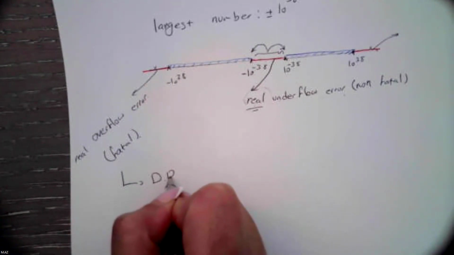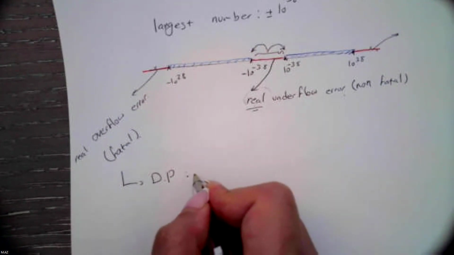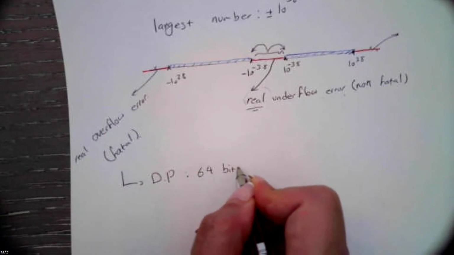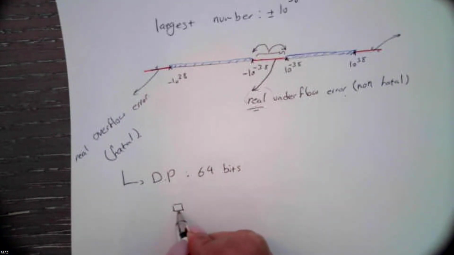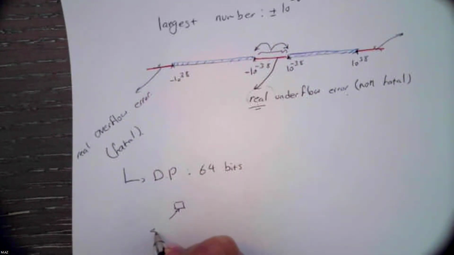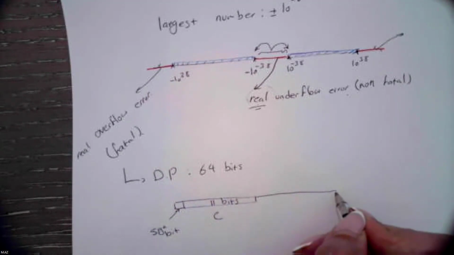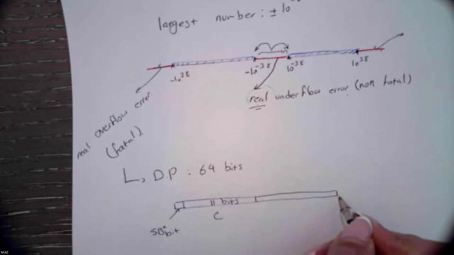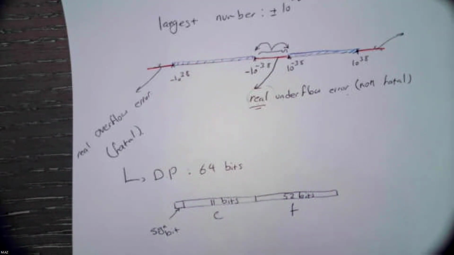For double precision, a real number uses 64 bits, and again, the first bit from the left side is called the sign bit. Eleven bits for the characteristic, and 52 bits for the mantissa.